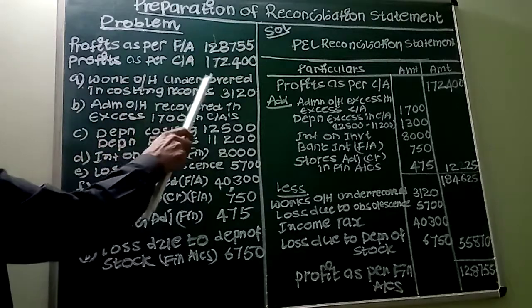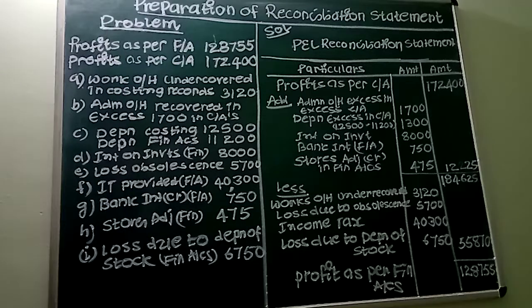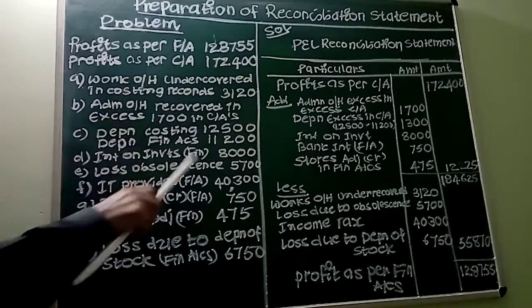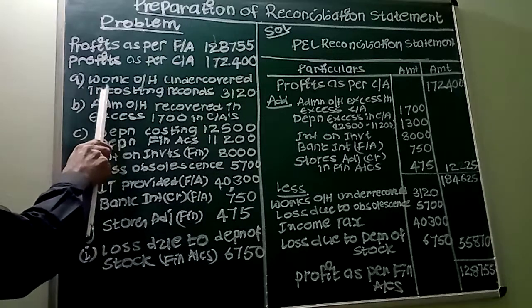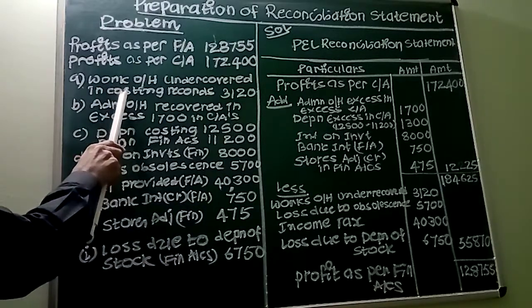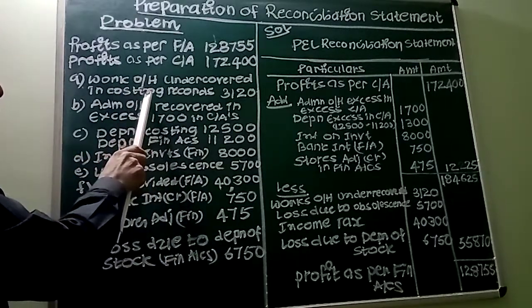Works overhead under recovered in cost records. Under recovered means less in cost records, which means works overhead is charged more in financial accounts. So we have to deduct this item because it results in the decrease in the profits in financial accounts. So we have to deduct this particular item.